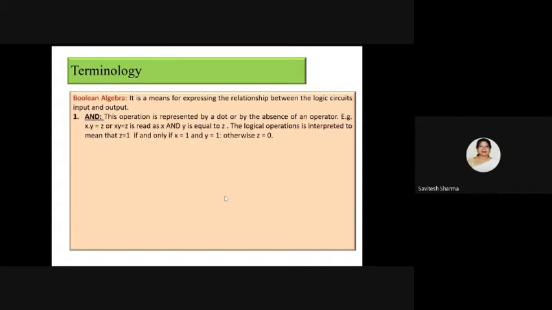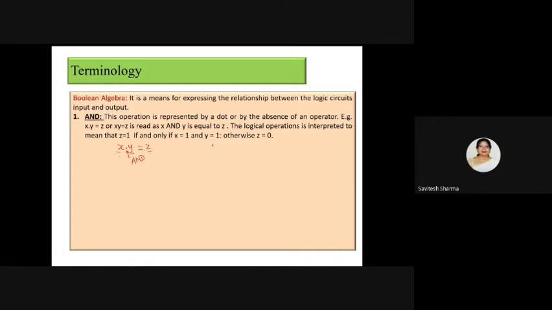So there are three basic operations, and you will use an operator, that is dot, to represent an AND operation. So if you are expressing x dot y, actually this dot is representing the AND operation. X dot y is equal to z. So x and y are my input and z is my output.